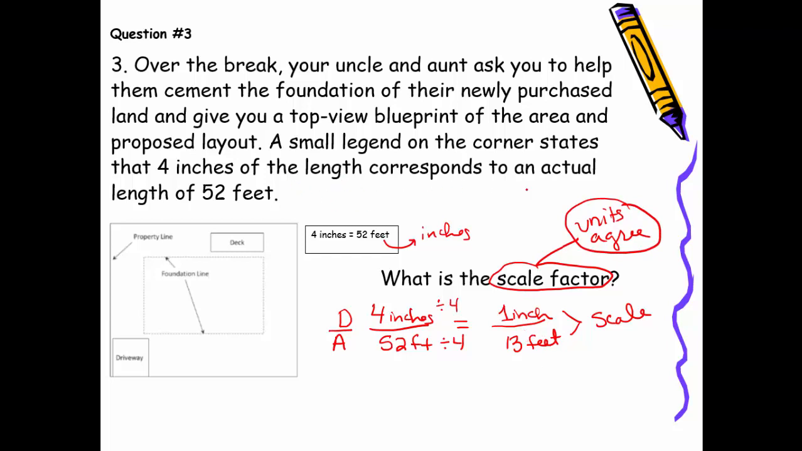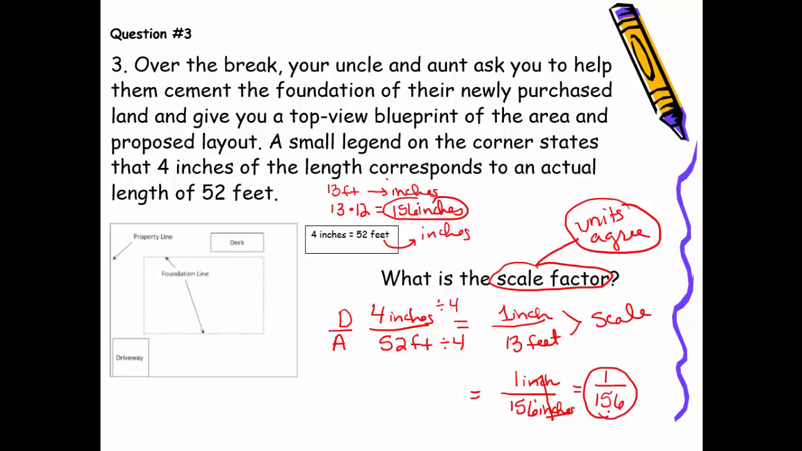Again, I could draw 13 rulers across the page to represent 13 feet, but if I want to go 13 feet into inches, I just do 13 times 12. There's 12 inches in each foot. 13 times 12 on my calculator is 156 inches. At that point, for my scale factor, I know 1 inch is actually 156 inches on that actual. Inches divided by inches, bye-bye. 1 over 156 is your scale factor.